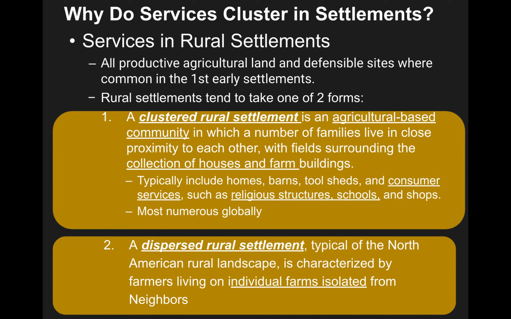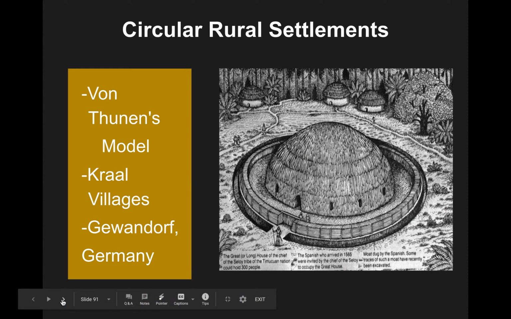However, the less numerous is the dispersed rural settlements, and these are usually individual farms that are isolated, and these are common of North America. All right, circular rural settlements that we've seen throughout history. We go back to the von Thunen model and how everything is centered on that agricultural market and extends out in concentric rings outward, much like we see in the kraal villages in sub-Saharan Africa. And we look at Angerdorf in Germany, similar settlements that again start at a core and then they extend outward, usually in rings.